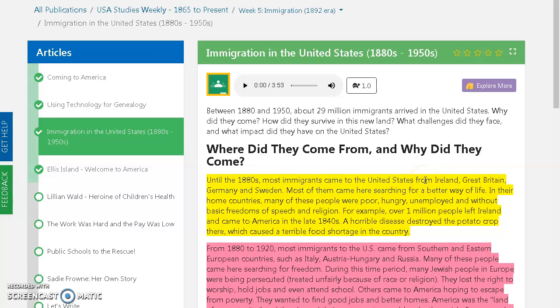On your week 4 test on immigration, under immigration in the United States, where it says, where did they come from and why did they come? You need to know that until the 1880s, most immigrants came to the United States from Ireland, Great Britain, Germany, and Sweden. Most of them came searching for a better way of life. In their home countries, many of these people were poor, hungry, unemployed, and without basic freedoms of speech and religion.